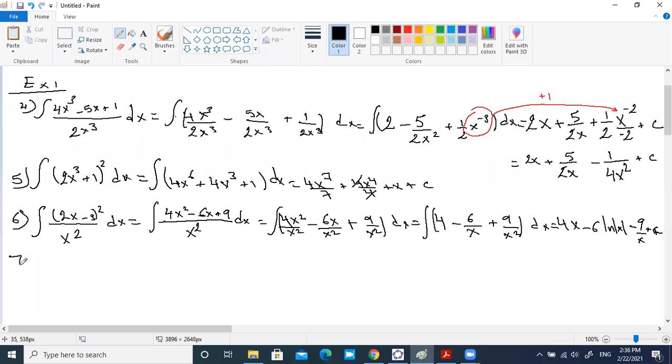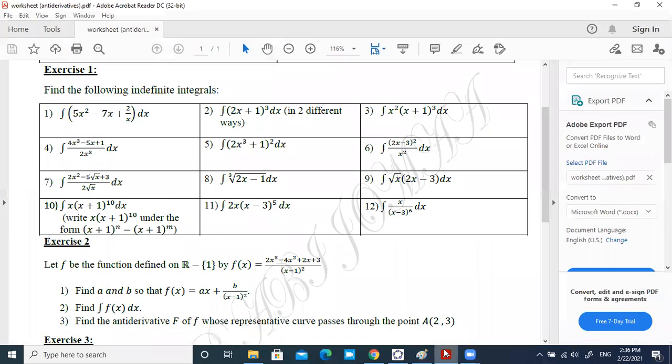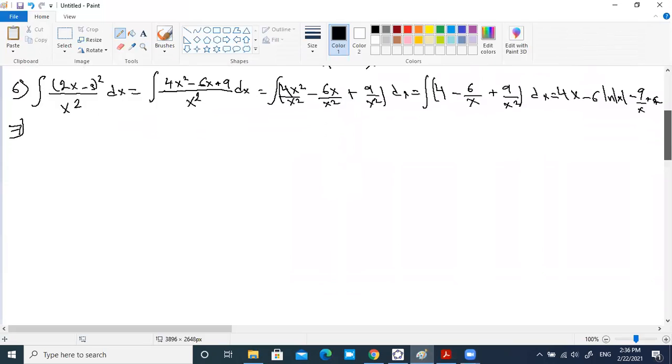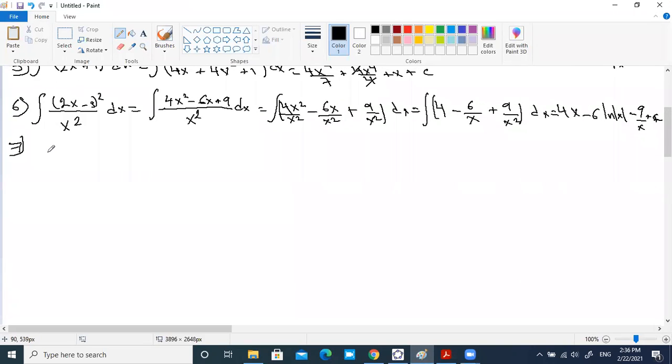Part 7. Integral of (2x squared minus 5 radical x plus 3) over 2 radical x dx.